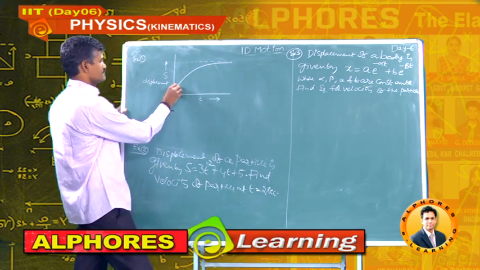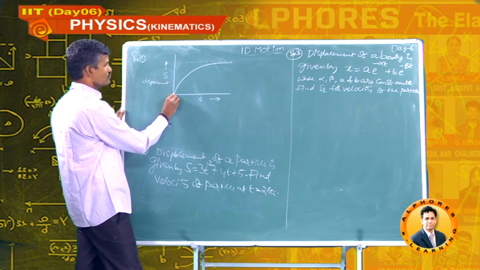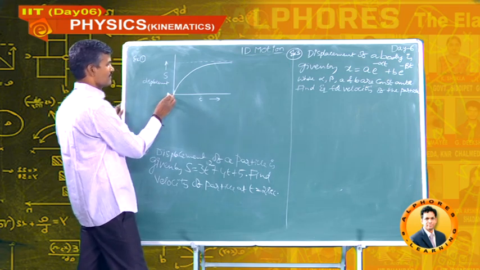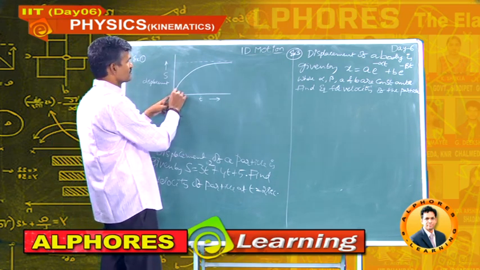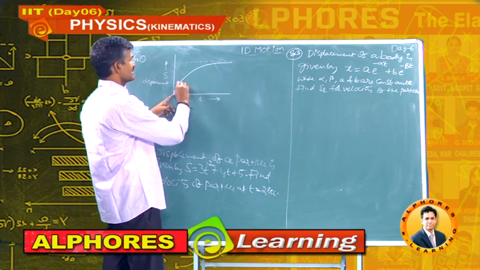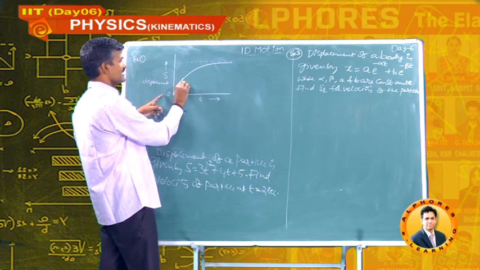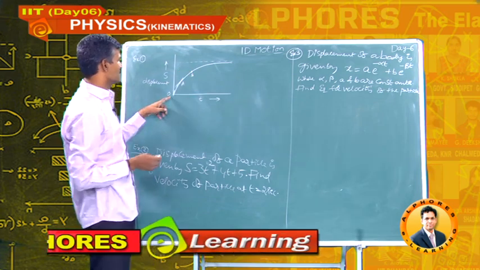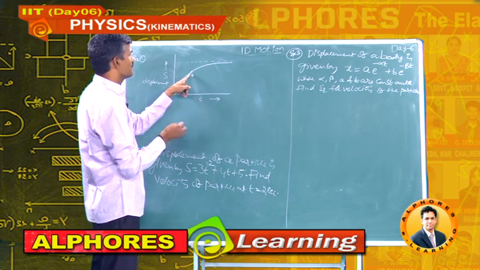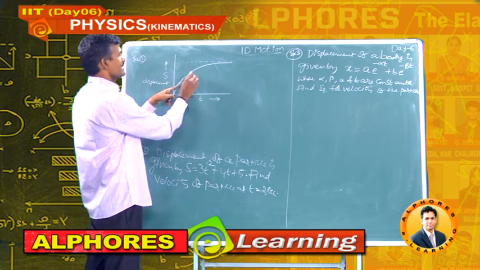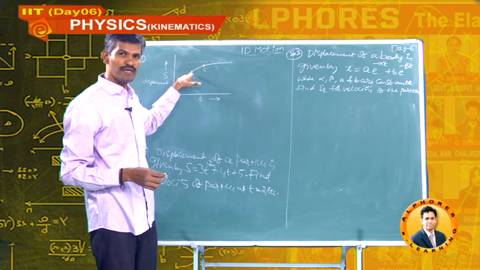From here, at the beginning of the motion, the slope is more. In the sense, the velocity of the particle is more. As the particle moves from the origin to some other point, its slope gradually decreases. Suppose I call this point O, this point A and this point B. A has less slope when compared to the slope at O. Similarly, B has less slope when compared to the slope at A. Similarly, if you consider a point C, C has less slope when compared to B or A.